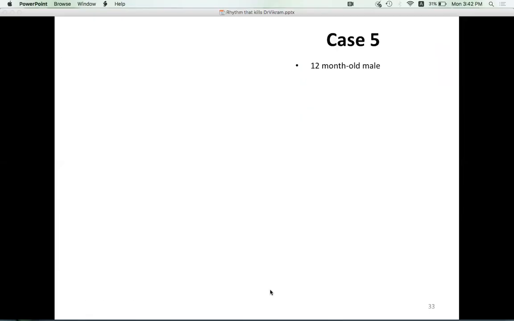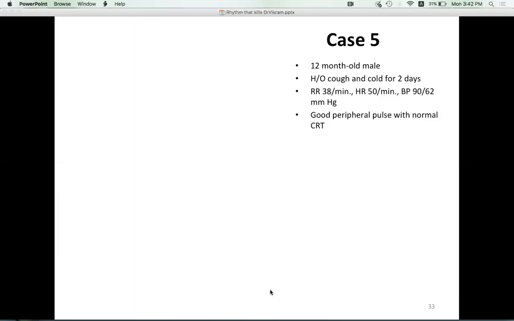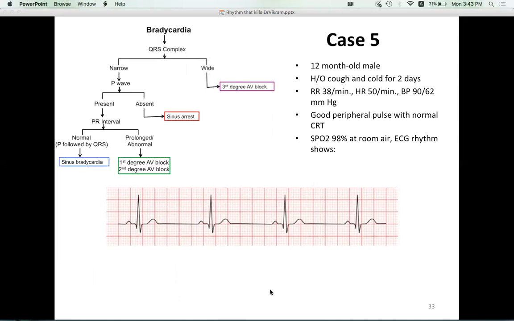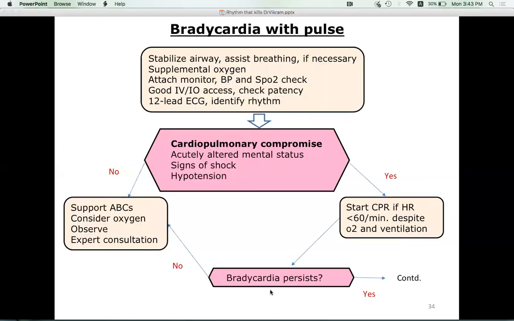Let us look at one more case. A 12-month-old boy presents with history of cough and cold for 2 days, respiratory rate 30, heart rate again 50, BP 90 by 62, peripheral pulses are good, saturation is 98%. Now this is the rhythm. So QRS complexes, normal or narrow? Narrow. P waves are present. PR interval is normal and each P wave is followed by a QRS complex. So it's a sinus bradycardia.